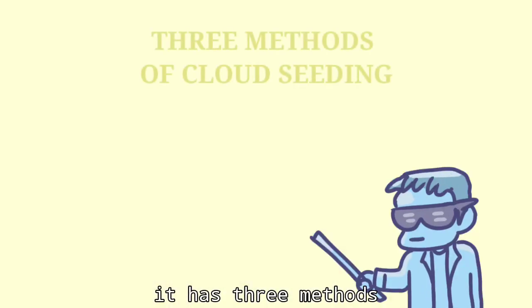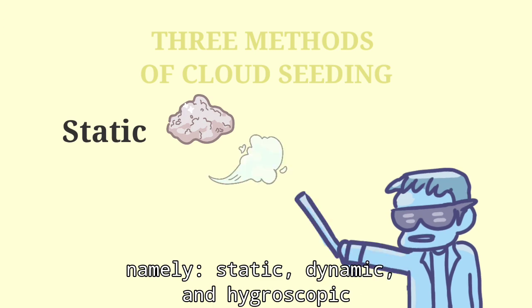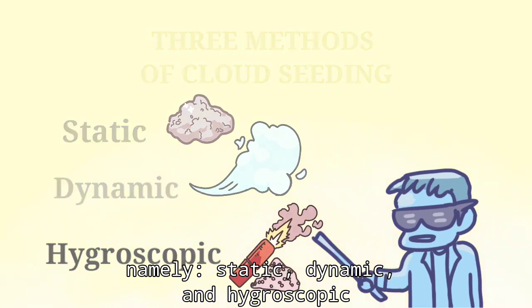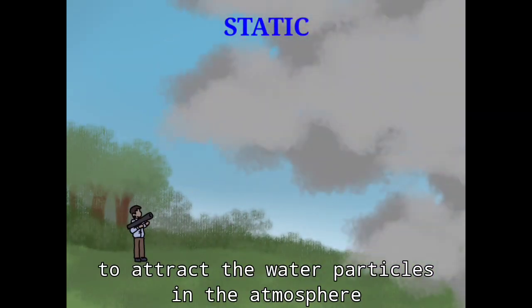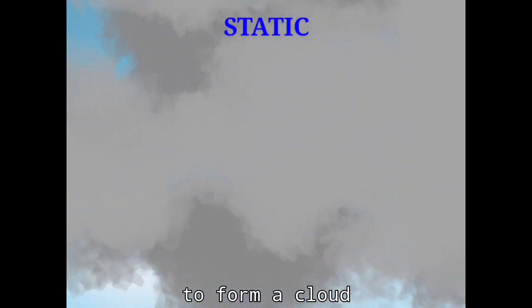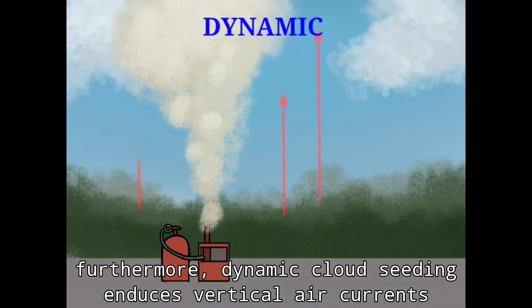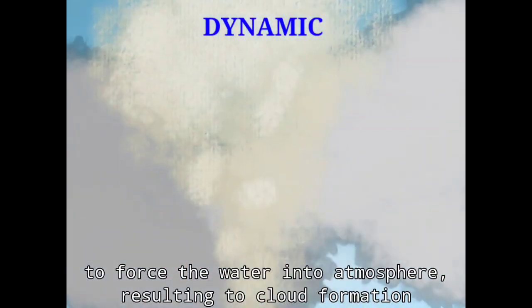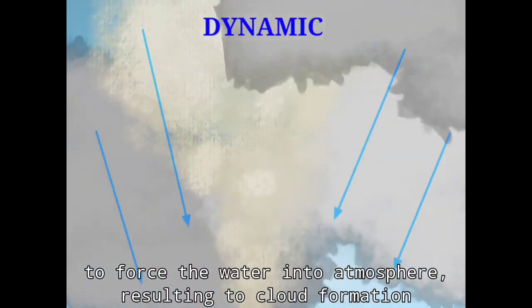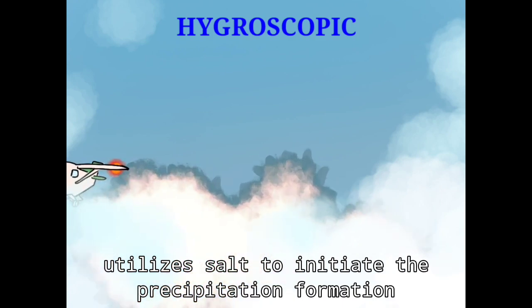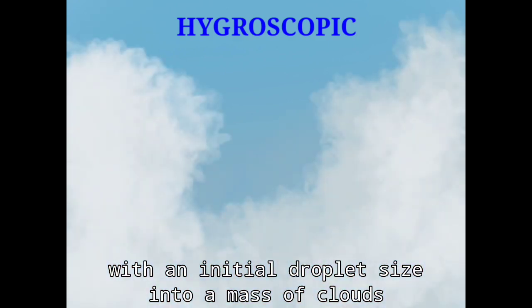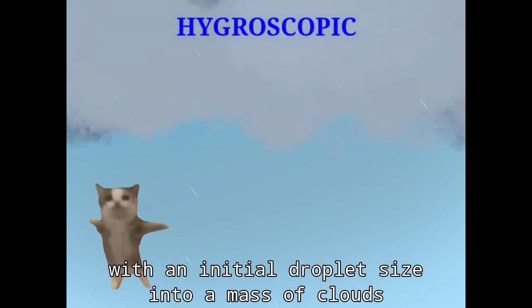It has three methods, namely static, dynamic, and hygroscopic. Static cloud seeding uses silver iodide to attract the water particles in the atmosphere to form a cloud. Furthermore, dynamic cloud seeding induces vertical air currents to force the water into the atmosphere, resulting in cloud formation. While the hygroscopic method utilizes salt to initiate the precipitation formation with an initial droplet size into a mass of clouds.